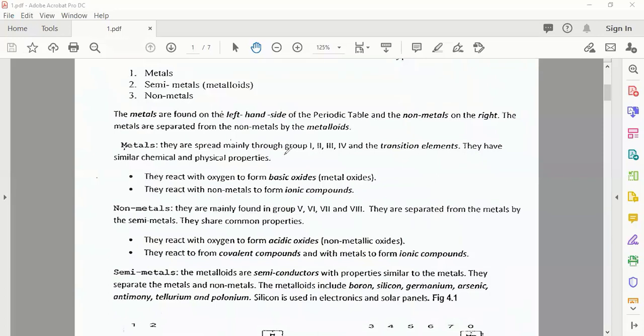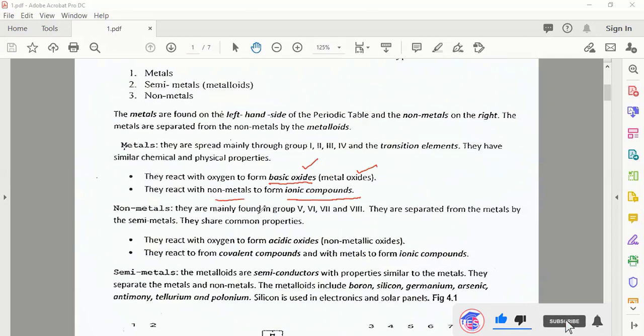So again, can you see the new page? Yes. Okay. Now they said that metals react with oxygen to form metal oxide or basic oxide. Remember in the previous chapter in acid base, we said that metal oxides are basic in nature. Another property, metals react with non-metals and form ionic compounds. So these are two main properties of metals.